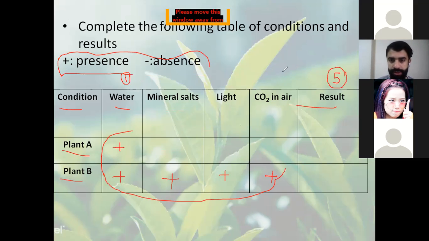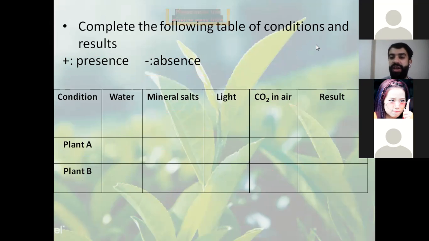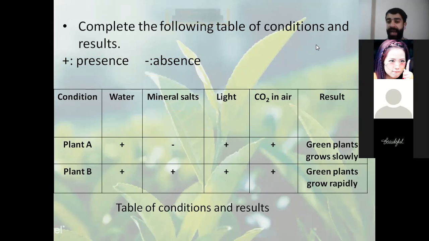We draw the graph in pencil. Yes, the graph should be in pencil. Very good. So here we have to draw the table, you have to put the legend, and also you have to put the title for the table, table of conditions and results. So all of them should be in pen.